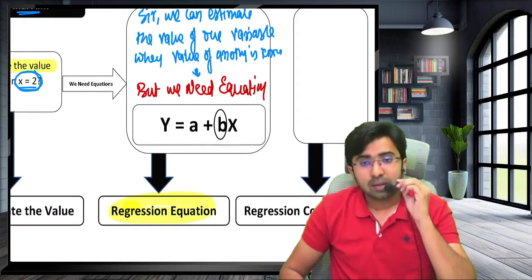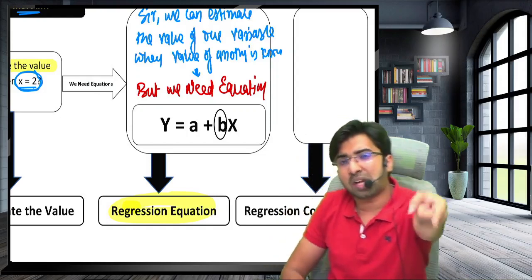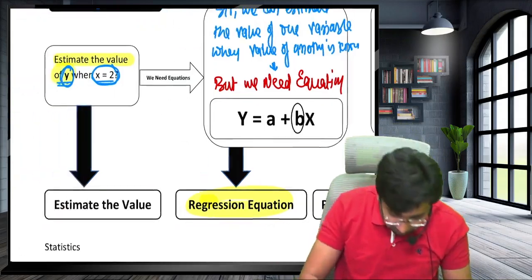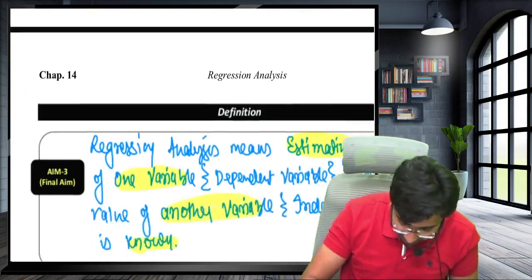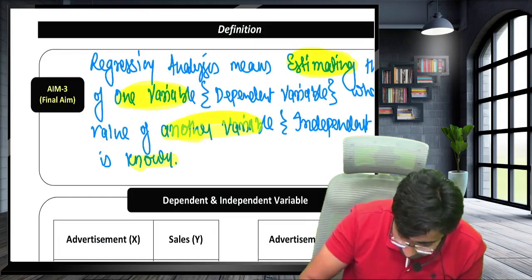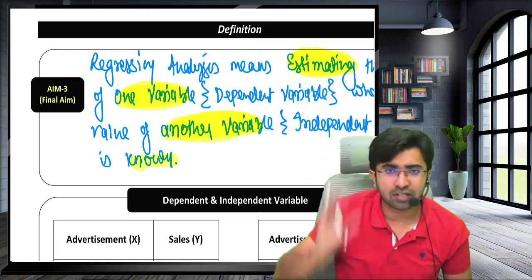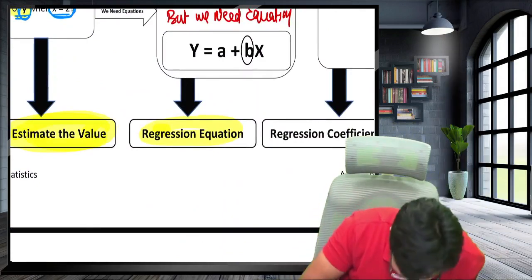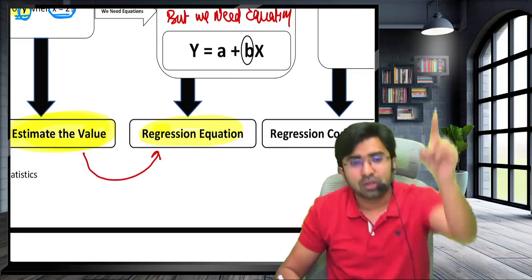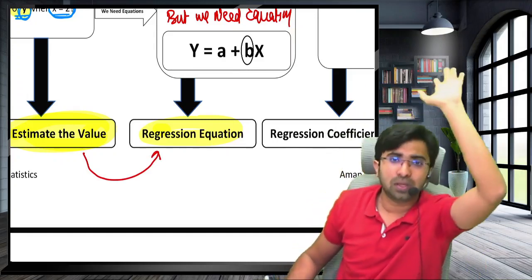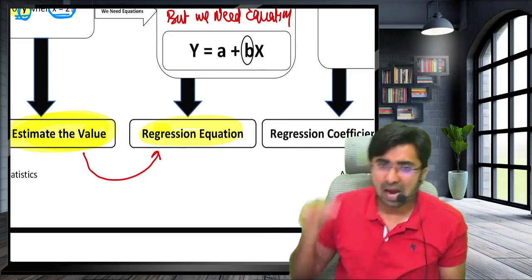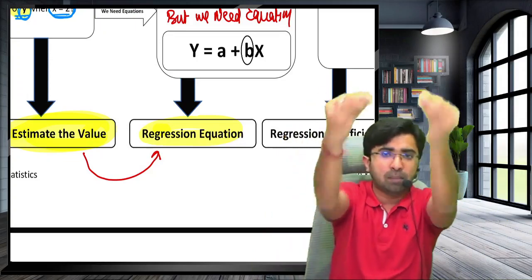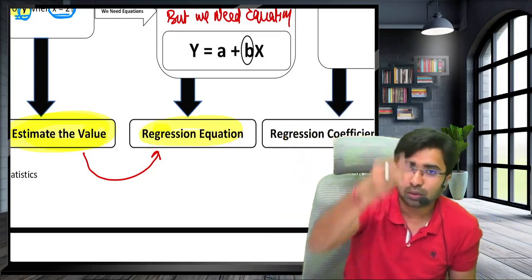My aim in this chapter was not to teach you the regression equation. This was my need of the hour, because my final aim is to estimate the value. That is the definition only: estimating the value of one variable when another variable is known. That was my final aim. But I cannot achieve this aim unless I have the regression equation, because if I have the equation, I will put the value of x and get the value of y. To achieve aim number 1, I am dependent on aim number 2.